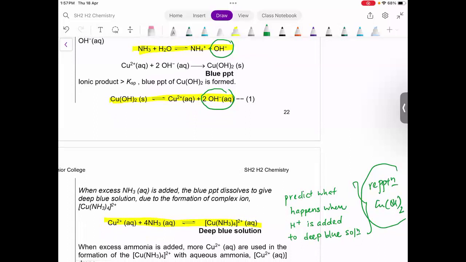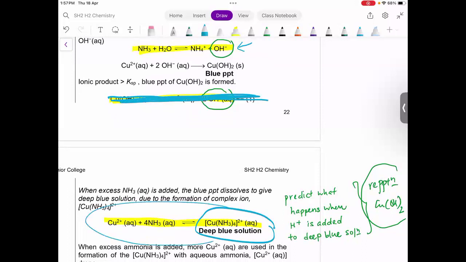All right, so please take note, this equilibrium is no longer present when it forms the deep blue solution. Can you recognize that? Because everything dissolved already, right? So this equilibrium is no longer existing. There's only one source of hydroxide, which is the weak base, and this is what is existing in equilibrium together.